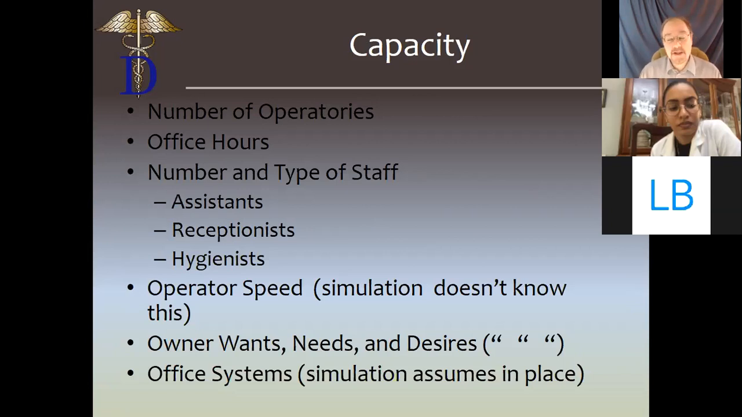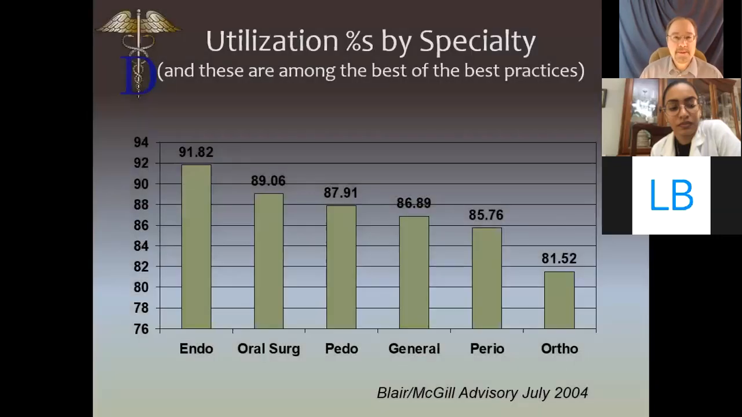You may not want to work like that, right? And so your capacity to see patients depends in part on your philosophy. And what office systems do you have in place to manage the capacity that you have? Simulation kind of assumes that you have systems in place for billing, for making financial arrangements, and so forth.